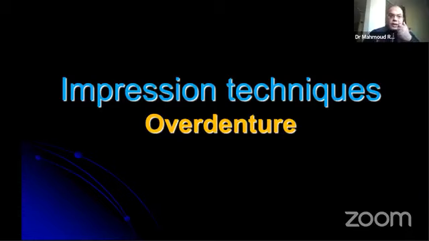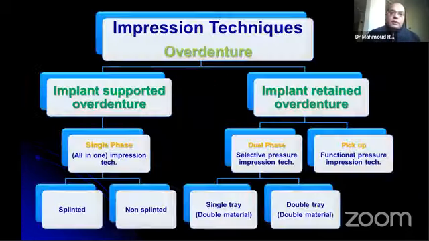Last thing here, we will talk about impression techniques that will be used for overdenture. The impression techniques for overdenture will be classified into impression techniques for implant-supported overdenture and impression techniques for implant-retained overdenture. For implant-supported overdenture, we will have a single-phase impression or all-in-one impression technique.